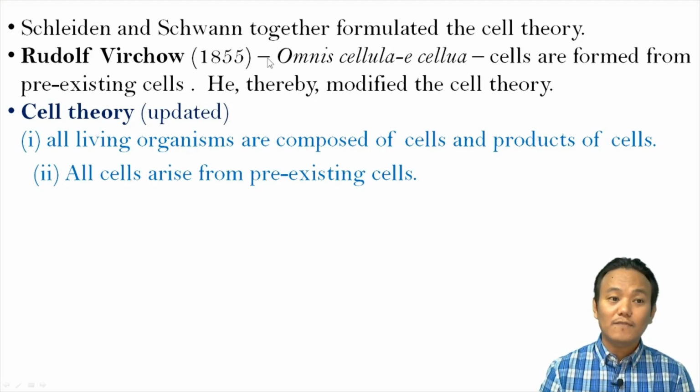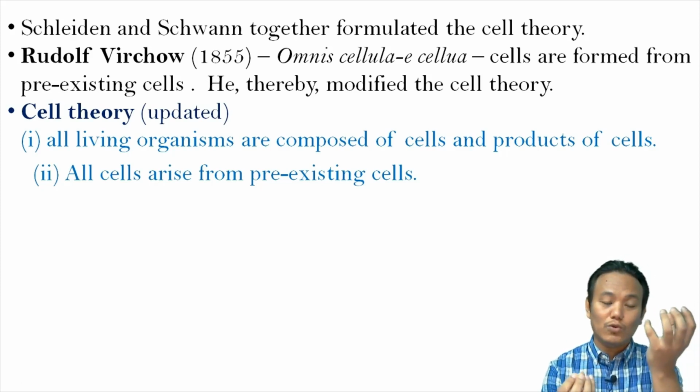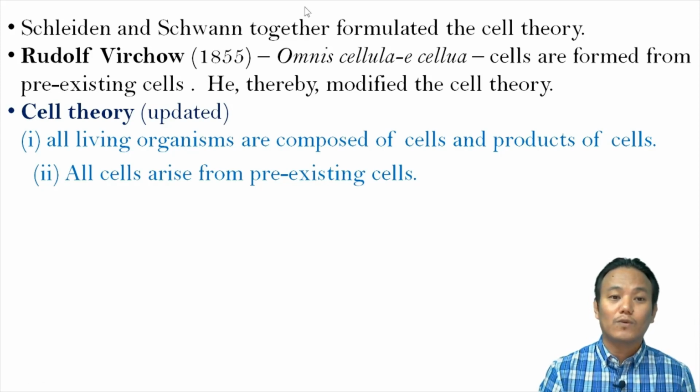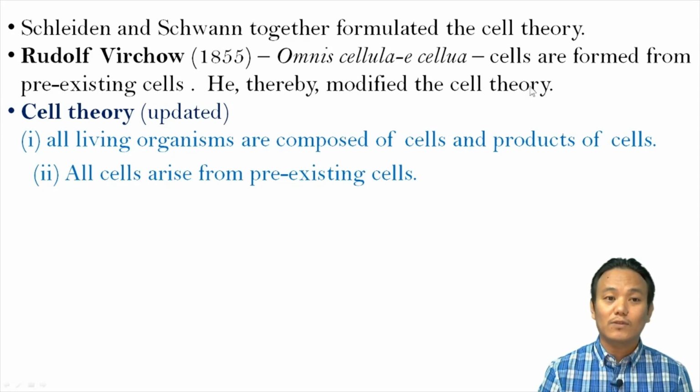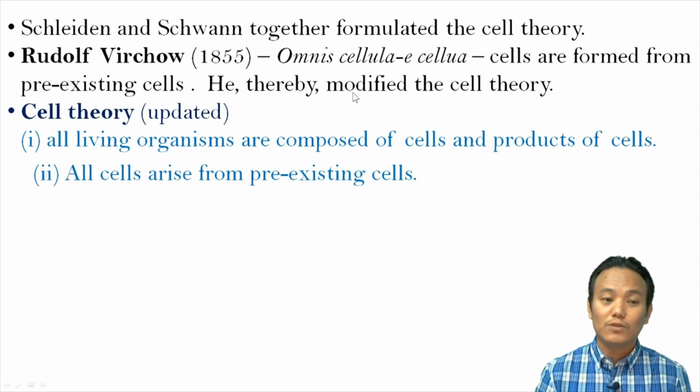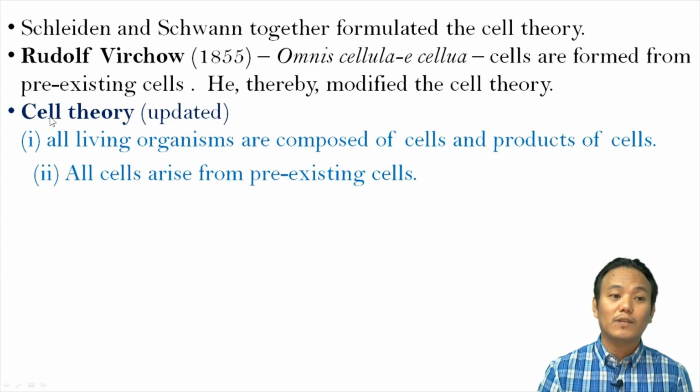Now, later on, in 1855, Rudolf Virchow said something: Omnis cellula e cellula. Cells come from pre-existing cells. And he thereby modified the cell theory. Earlier, the cell theory of Schleiden and Schwann said that all living organisms are made up of cells. Rudolf Virchow added another sentence to the theory: all cells arise from pre-existing cells.